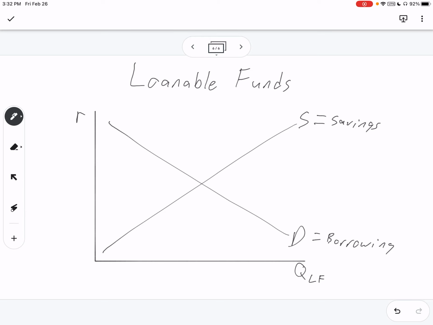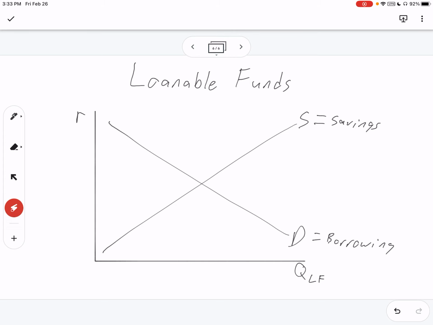You put your money into the bank, you're creating the supply of loanable funds. You save it, that's the supply of loanable funds within the bank. That's the money there to be loaned out. And then other people want to borrow that money. They're demanding the loanable funds for their own purposes. And so the borrowing is the demand for loanable funds.